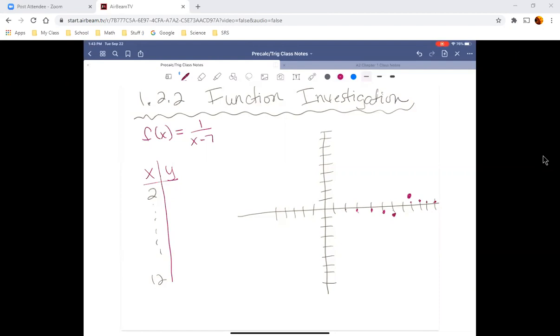And when it comes to your fractions, if you need to, you can even use your calculator to turn those into decimals if you're better with decimals than you are fractions.